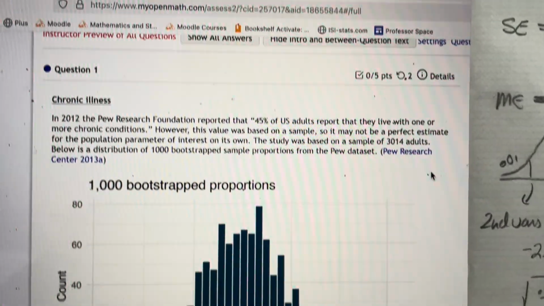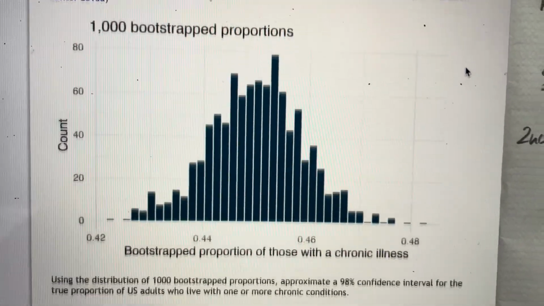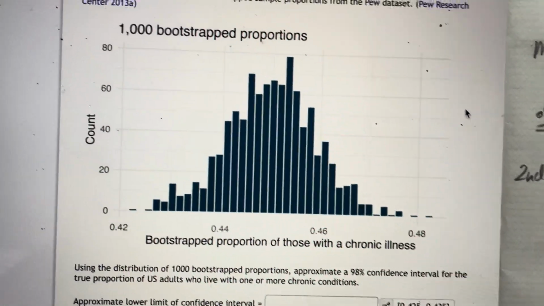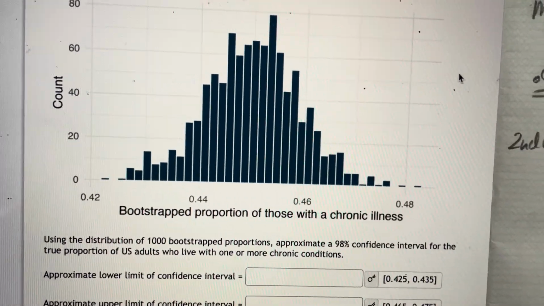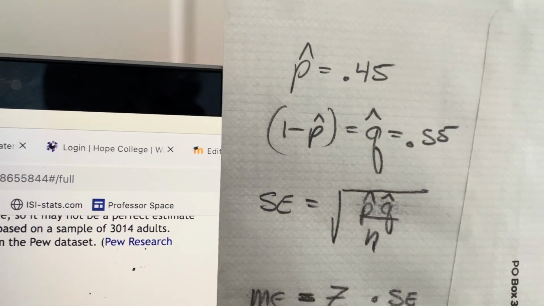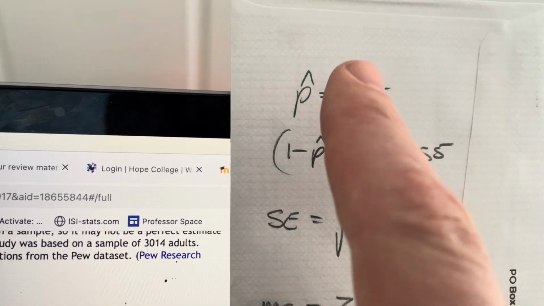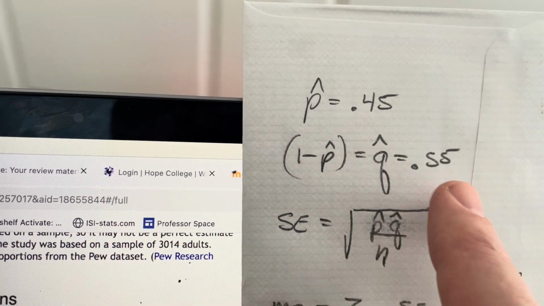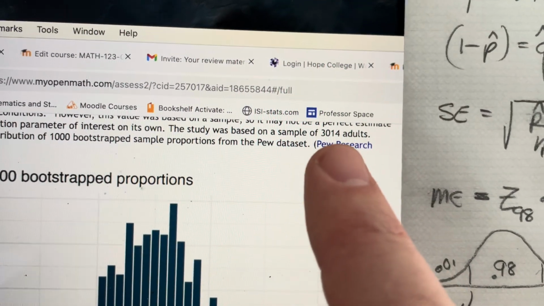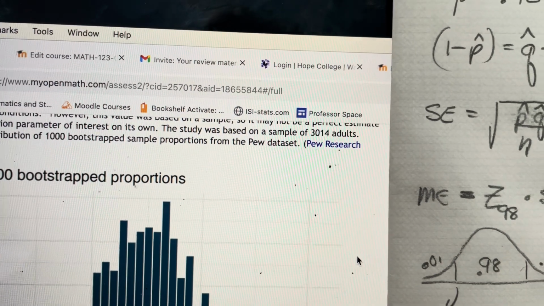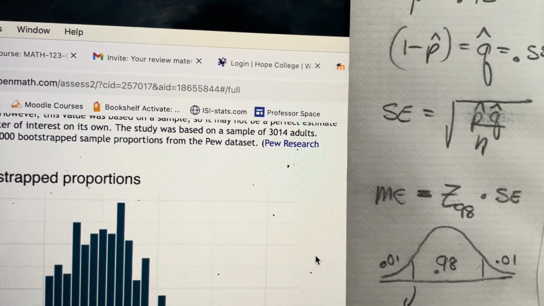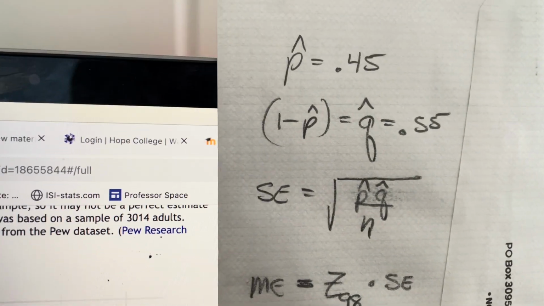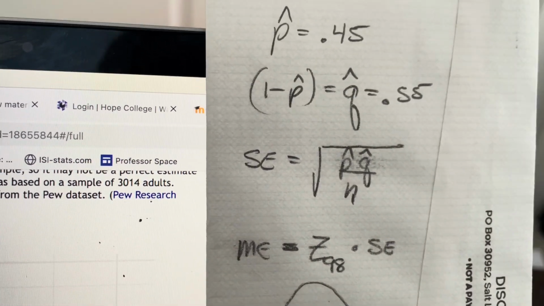Now, I'm going to come back over here for a second. I'm going to scroll down and note that we are trying to do the 98% confidence interval. So what I need to do first is check my validity constraints. And to do that, I have to make sure that this value and this value multiplied by 3,014 will be larger than or equal to 10. And if you do that, you'll get significantly larger than 10. So we can go ahead and use a model-based approach.